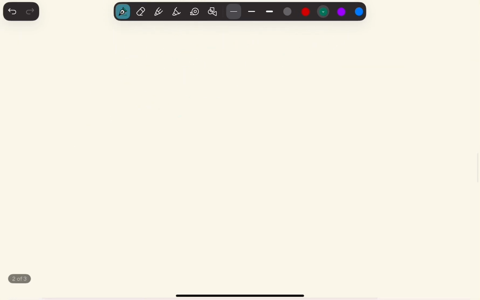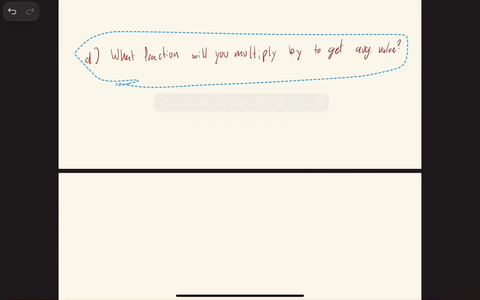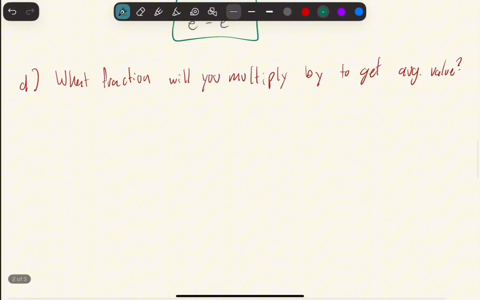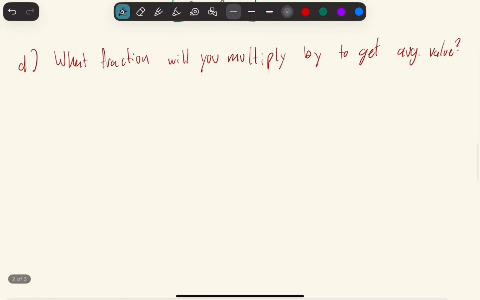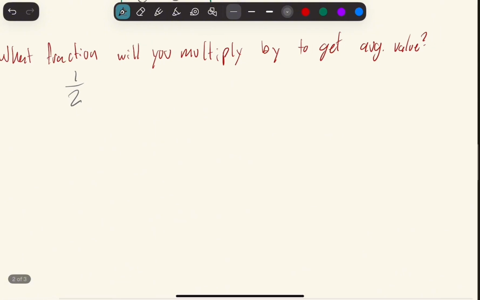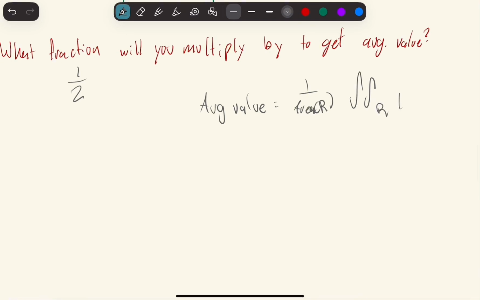And then for D, I do have that here. Let me move that up here. I thought it was going to take up much more space. Okay, now for D, let's switch back to gray. After looking back at my notes, the fraction I would multiply to get the average value would ultimately be 1/2. I know this because the average value equals 1 over the area times the double integral of f(x,y) dA. It's messy handwriting, ignore that.